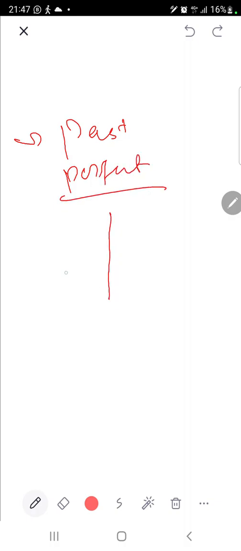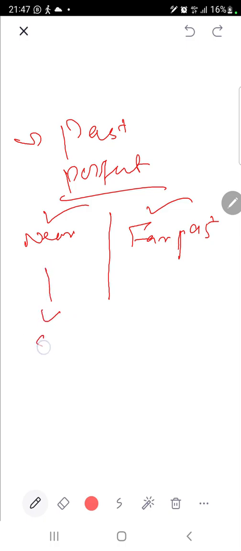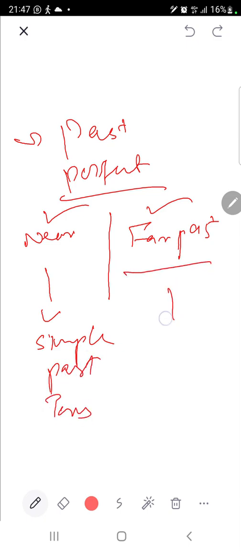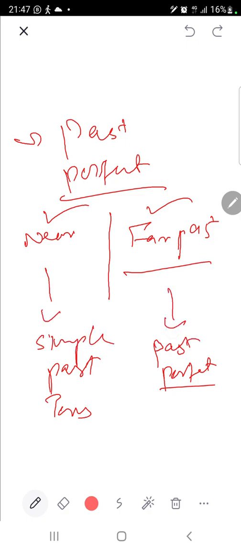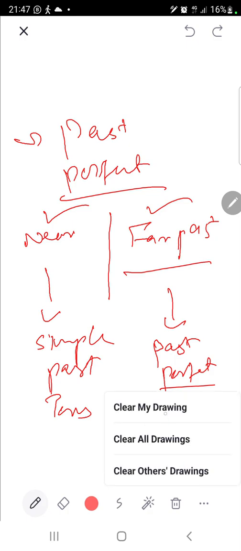And why will we be using past perfect tense? Remember, when we have to differentiate two events in the past, near and far past, in the near past we use the simple past tense, and in the far past we use the past perfect. So this is the usage of the tenses that we have discussed.